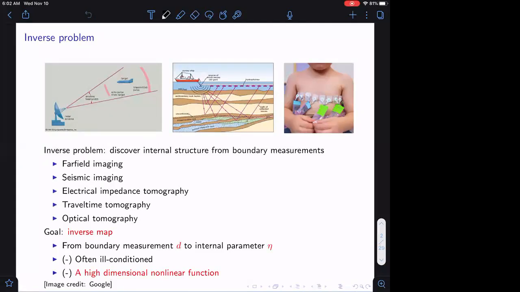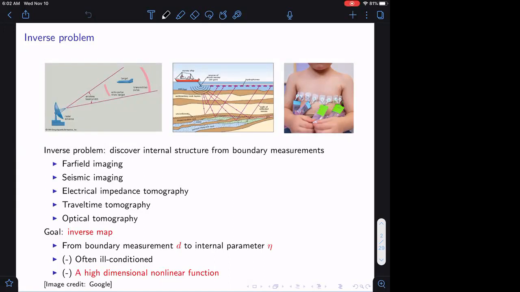So here I give you 3 pictures. On the left-hand side, you have the picture of radar imaging, where the radar sends out electromagnetic waves. Then based on the echoes, the reflected signal, you're trying to detect the shape and also the speed and various kinds of properties of the moving target.